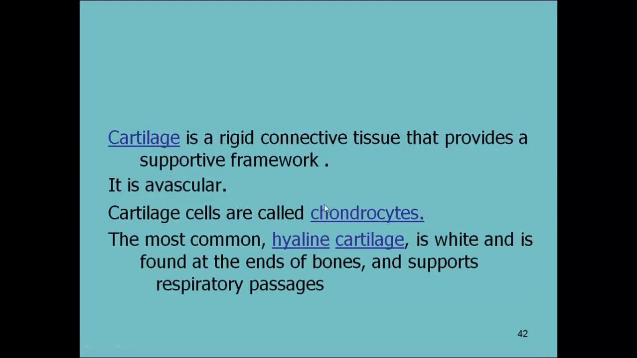Cartilage is a rigid connective tissue. It has a very poor blood supply and is considered avascular. Cartilage cells are chondrocytes. There are three types of cartilage, the most common being hyaline cartilage. It's white. It's found in our joints at the end of our bones, and it supports our nose.